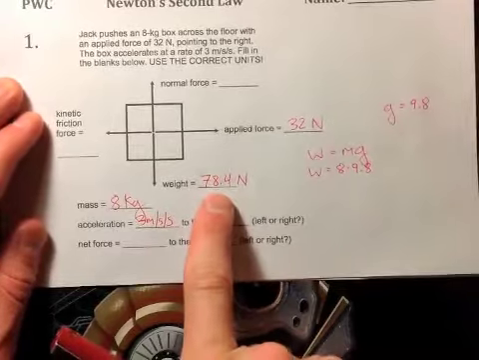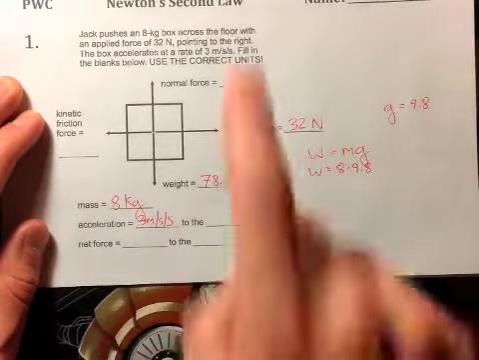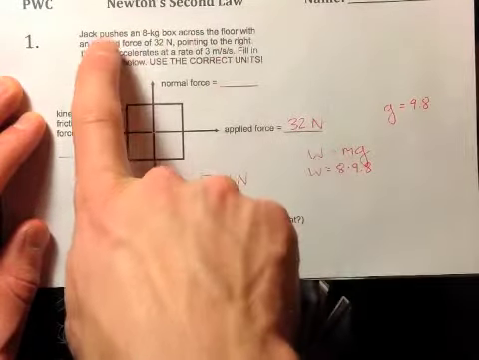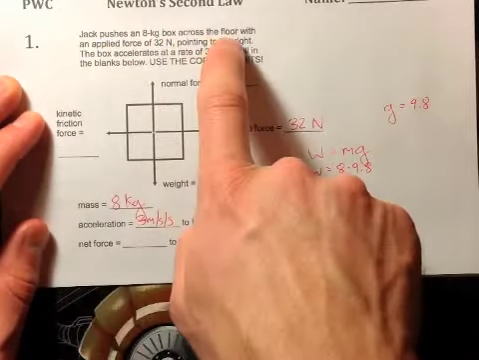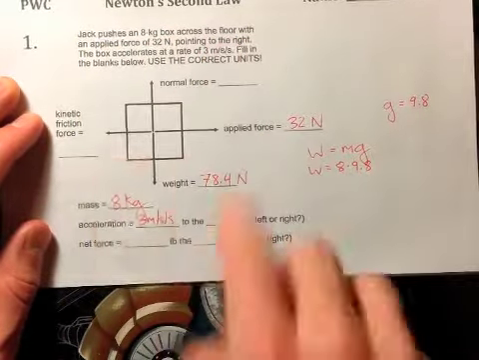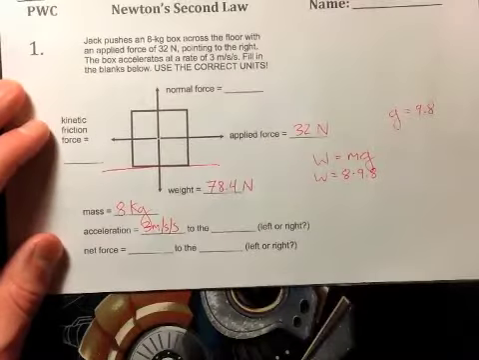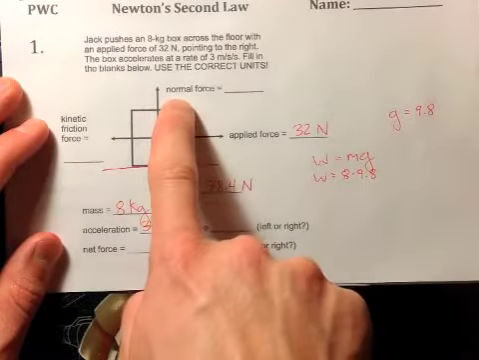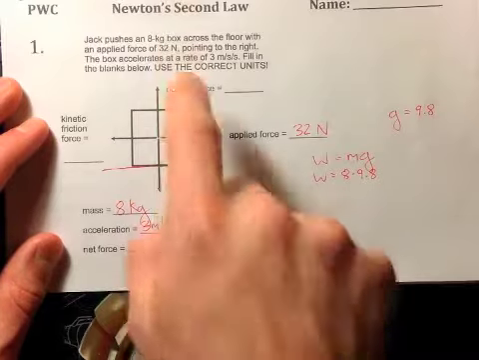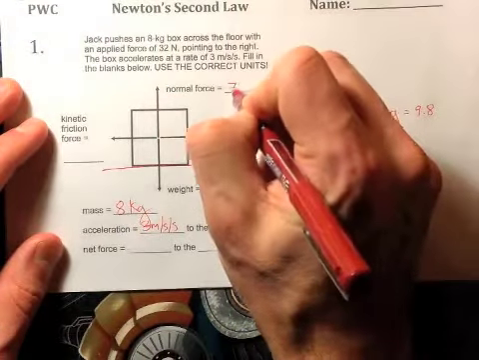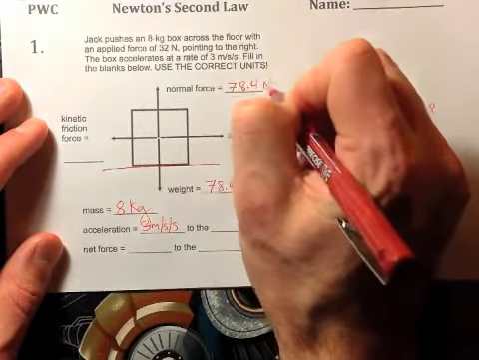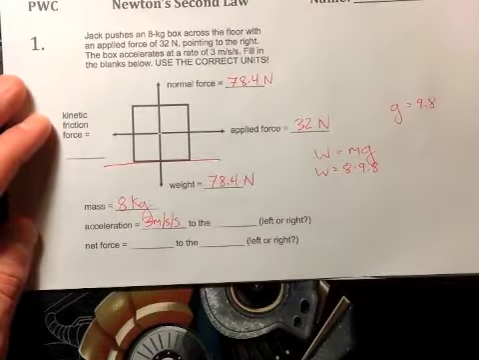Now, once I know the weight, and once I go back up and read that we are pushing this box across the floor, that means this box is sitting on a horizontal surface. Because of that, the weight must cancel out with the normal force. That means the normal force is going to have the same exact magnitude as the weight. So that's the next thing I know.